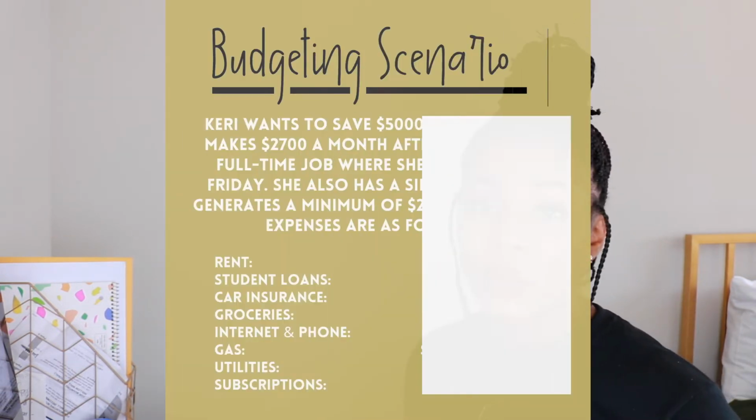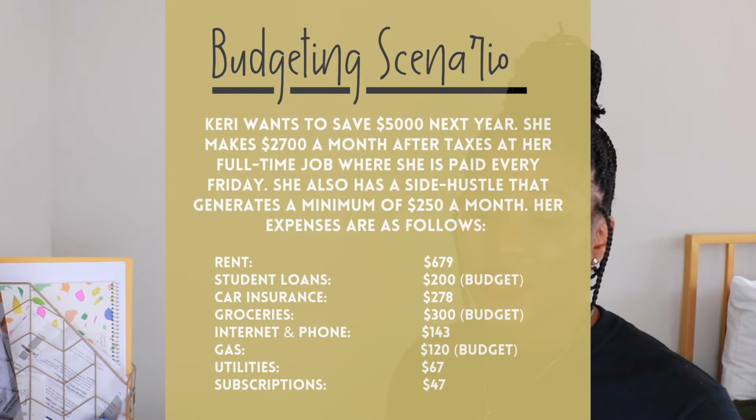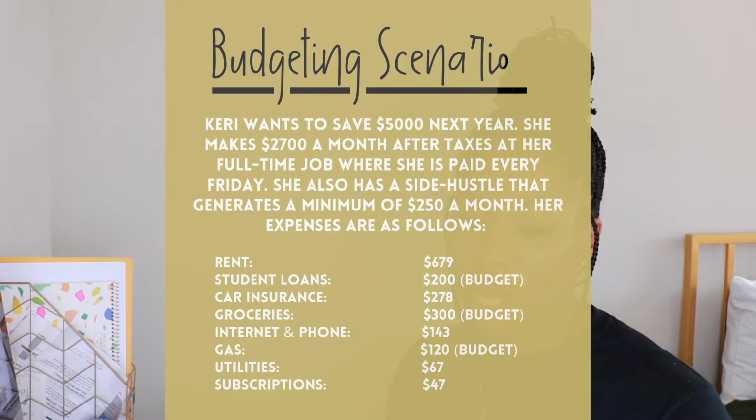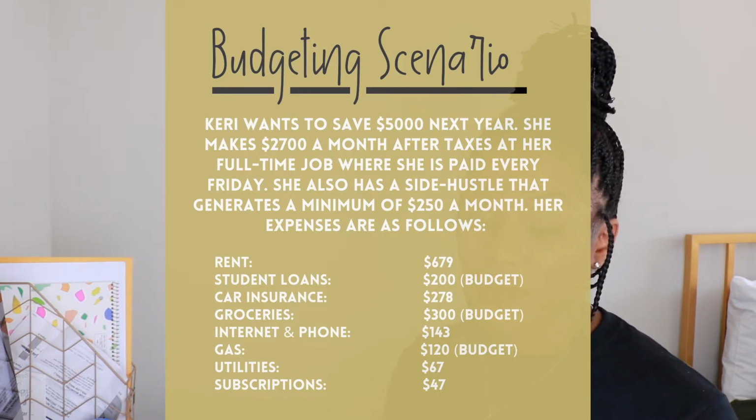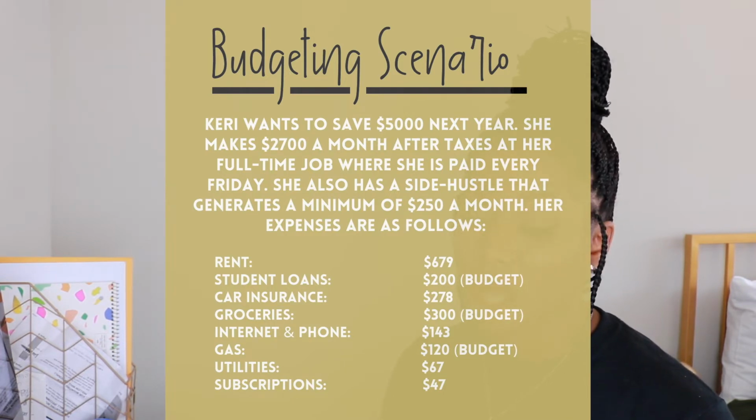All right, you guys, so we're at the portion where I'm going to be doing the budget walkthrough scenario with you guys. Let me go ahead and tell you what the scenario is, and I'm going to put it on the screen as well. Carrie wants to save $5,000 next year. She makes $2,700 a month after taxes at her full-time job where she is paid every Friday. She also has a side hustle that generates a minimum of $250 a month.